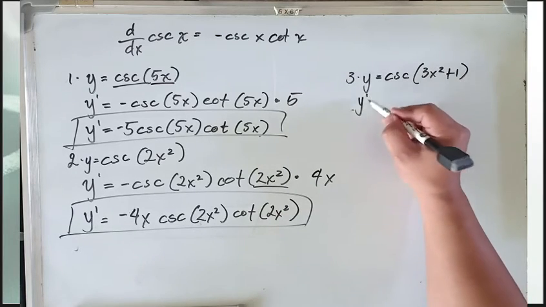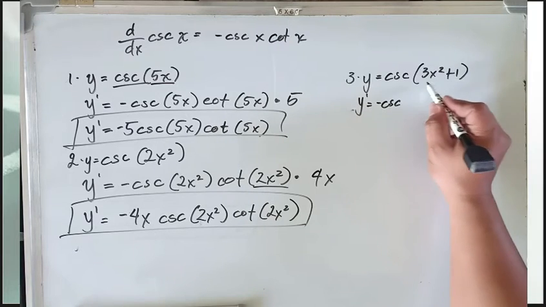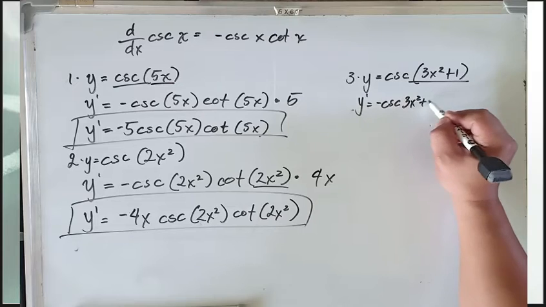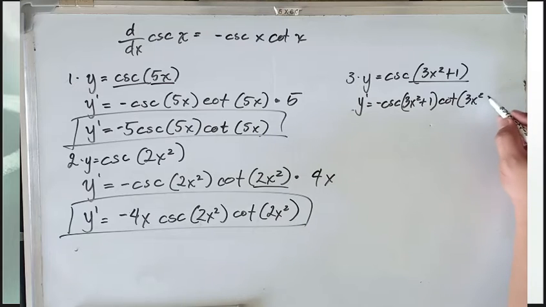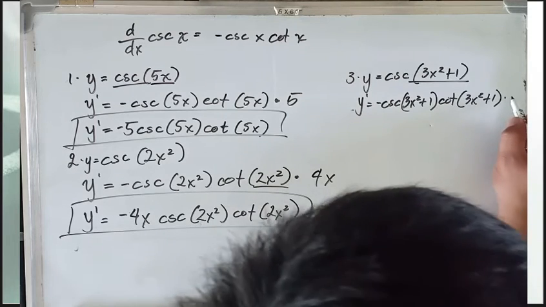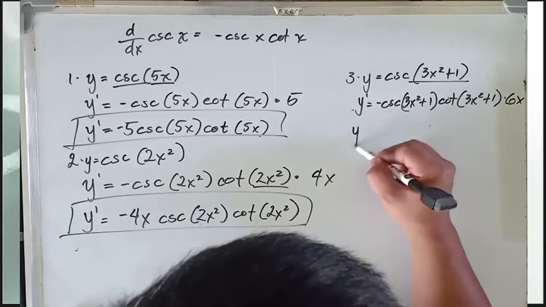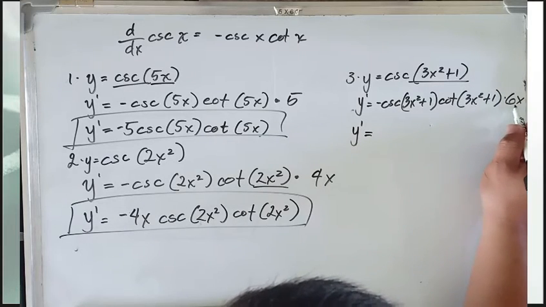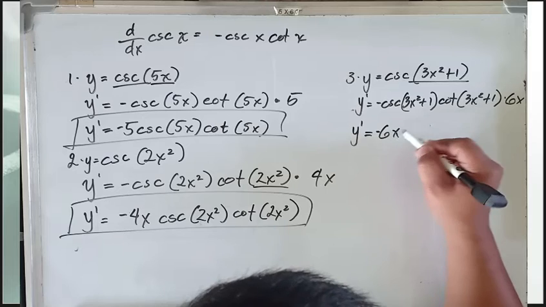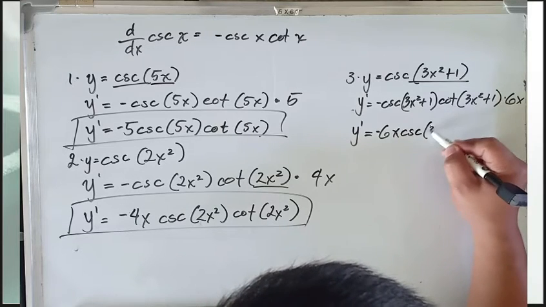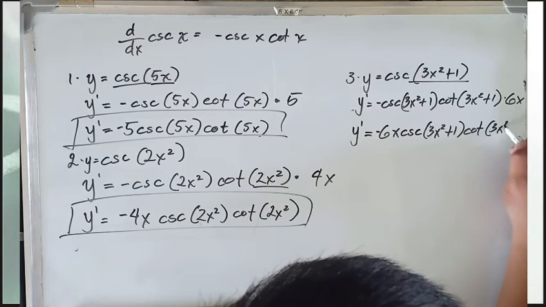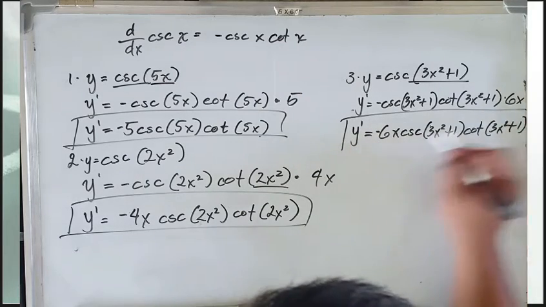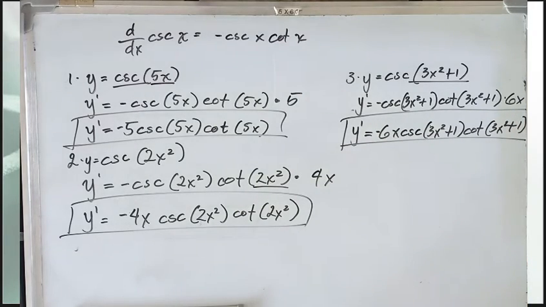For number 3 example, we have y is equal to cosecant of 3x squared plus 1. So we have y prime is equal to negative cosecant of 3x squared plus 1, cotangent of 3x squared plus 1 times the derivative of 3x squared plus 1, which is, yes, you got it, 6x. Then we just need to rewrite: y prime is equal to 6x times that negative, negative 6x cosecant of 3x squared plus 1 times the cotangent of 3x squared plus 1. So that's it. Very simple, right?